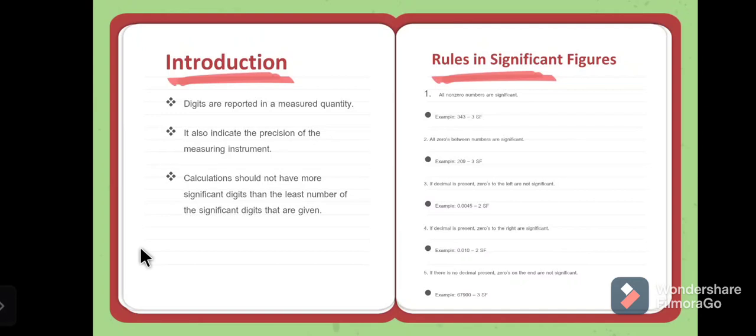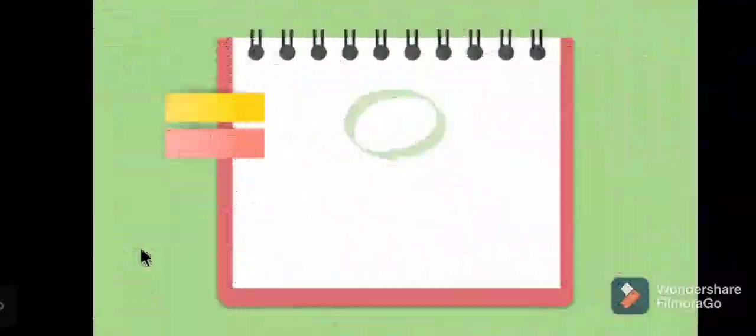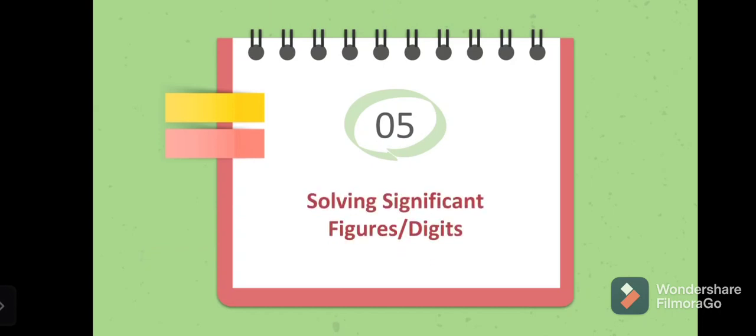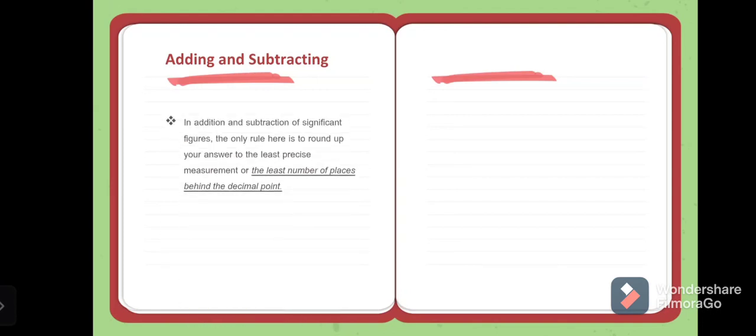Now, we are moving into the last topic. The last topic is solving significant figures or digits. Adding and subtracting significant figures. In addition and subtraction of significant figures, the only rule here is to round your answer to the least precise measurement or the least number of places behind the decimal point.